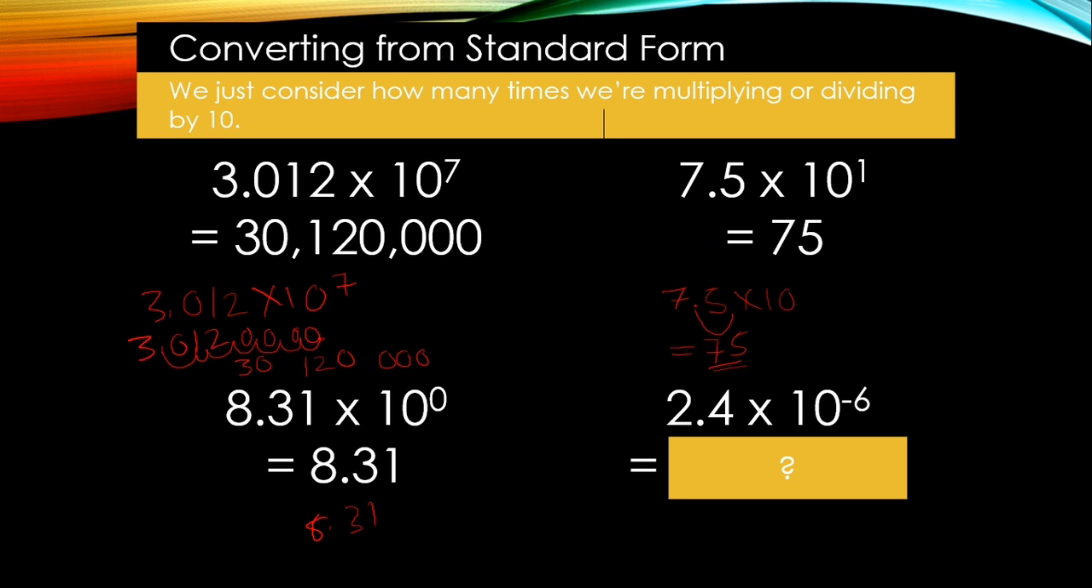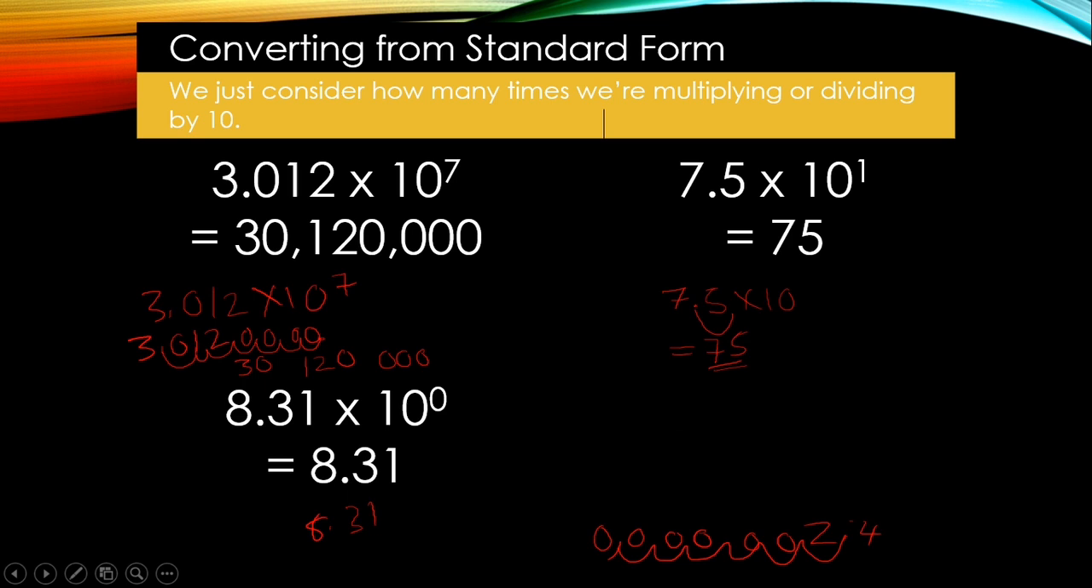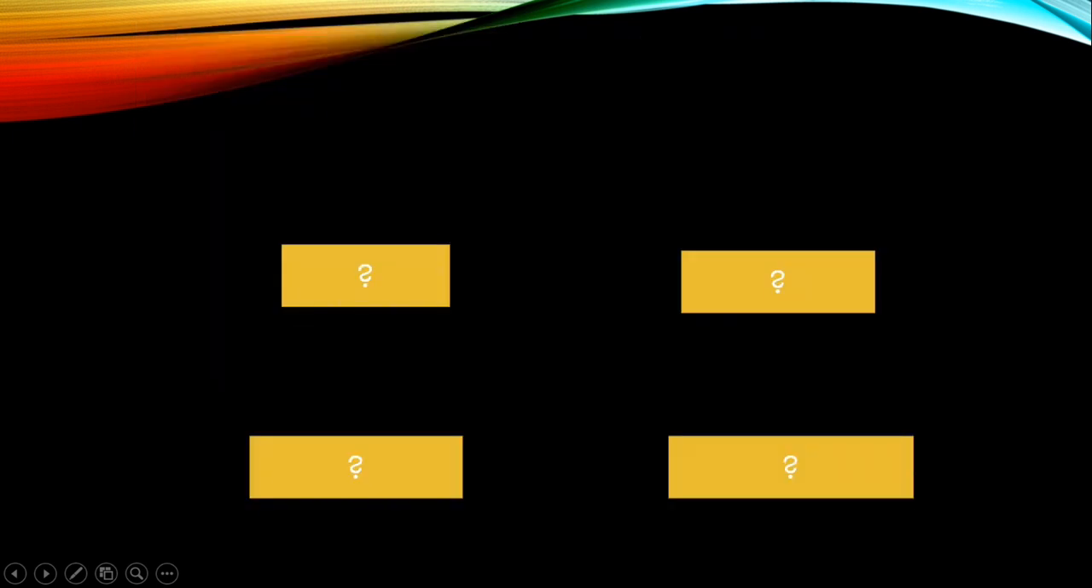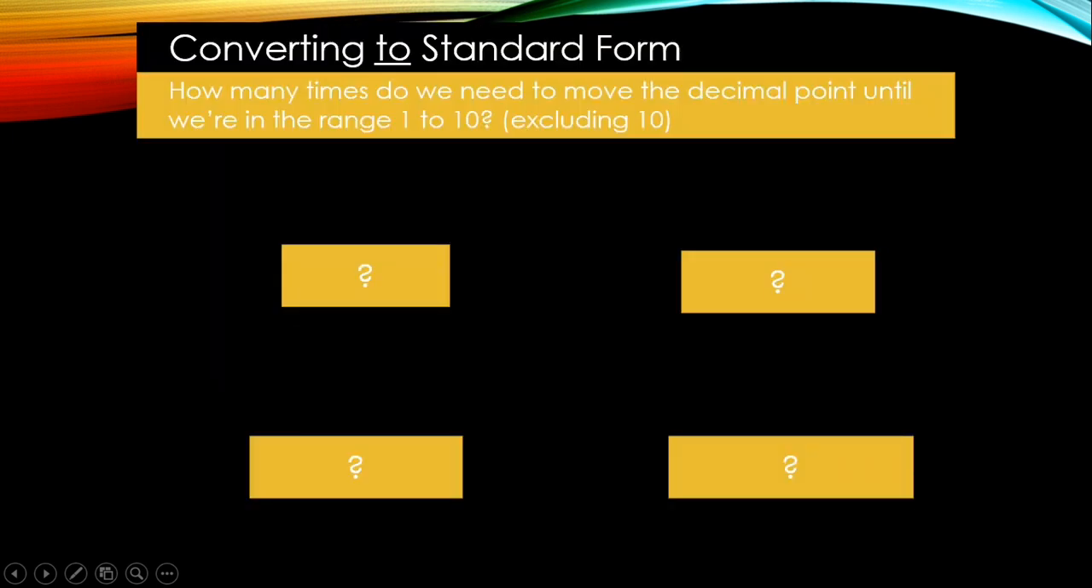It's very simple. We're going to move 6 places to the left because the power is negative. So it will be 2.4 moving 1, 2, 3, 4, 5, 6. All these ones will be replaced with placeholders. Our new decimal point will be here. So our new number will be 0.0000024. Let's check. And our number is, yes, 0.0000024.